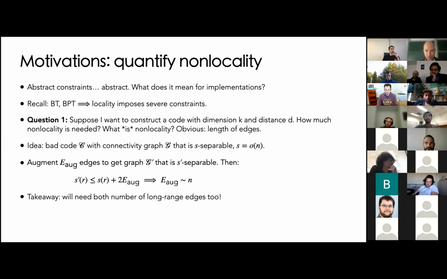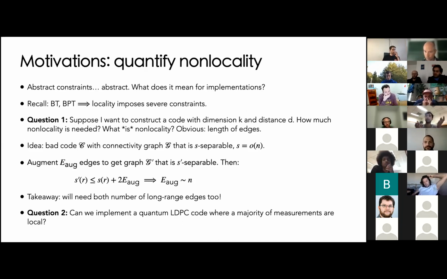So the takeaway is that in addition to the length of these edges, you're also going to have to be concerned with the number of edges that you're adding. This is how we're going to quantify non-locality: both the length and the number of non-local connections that you need. The second question we'd like to ask is whether there exists some way to implement a code in 2 or 3 dimensions such that a majority of your stabilizer measurements are spatially local.